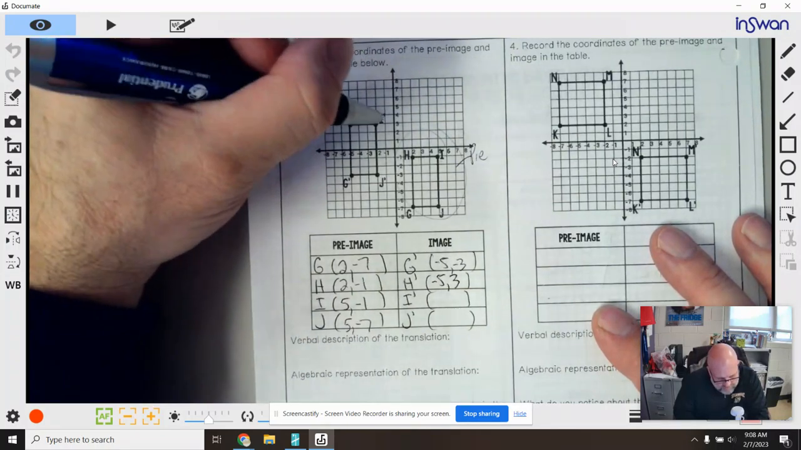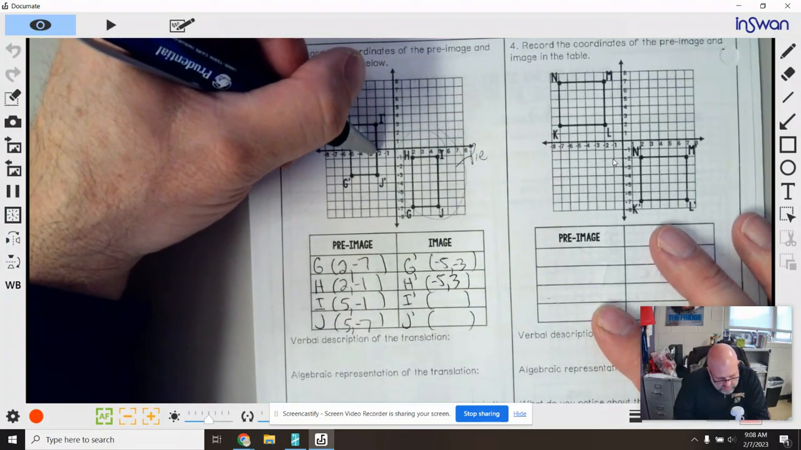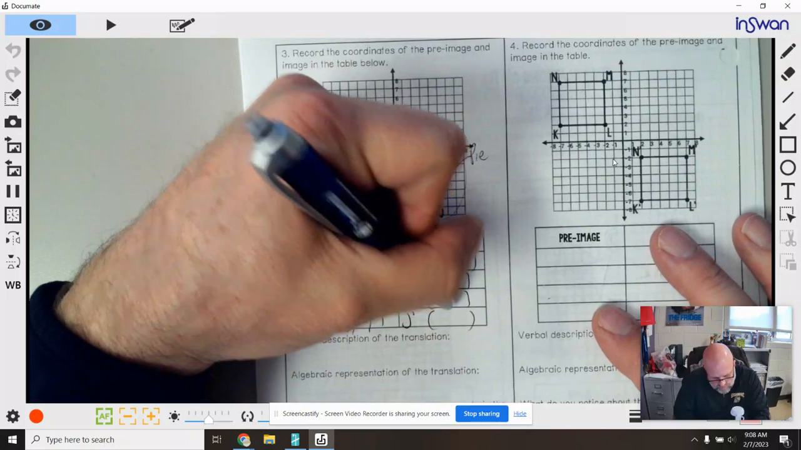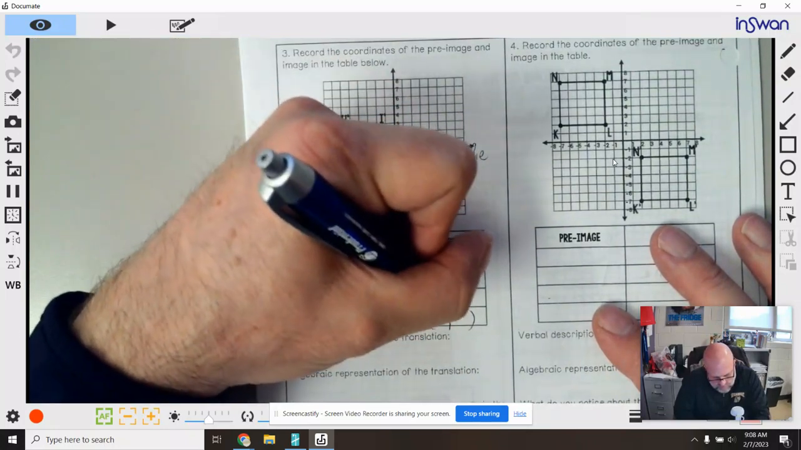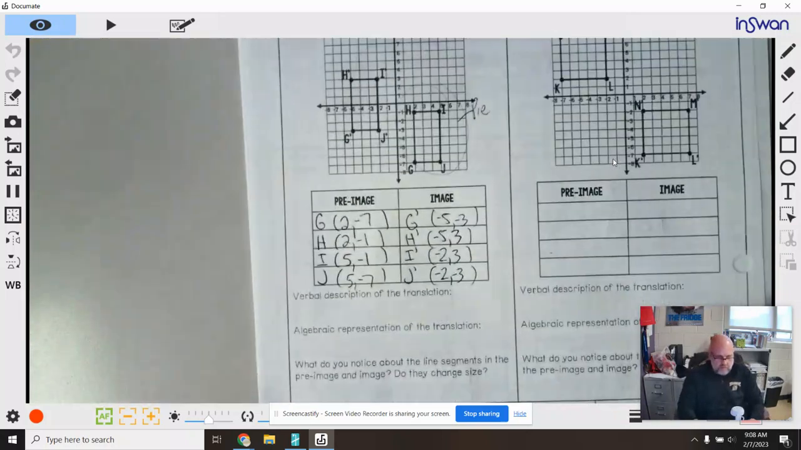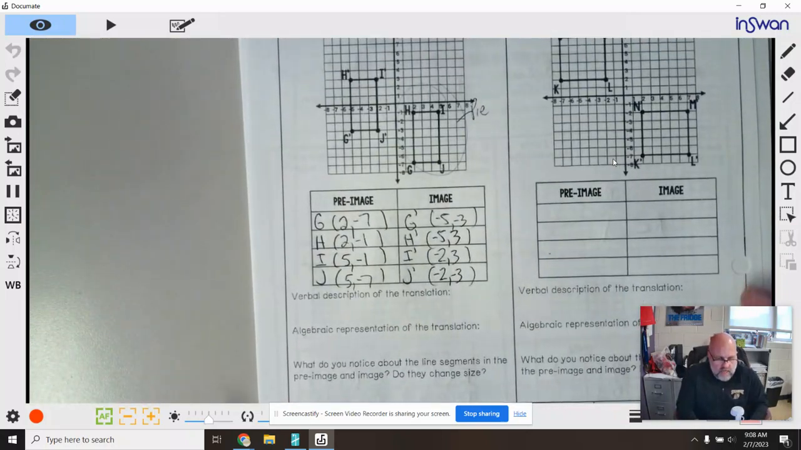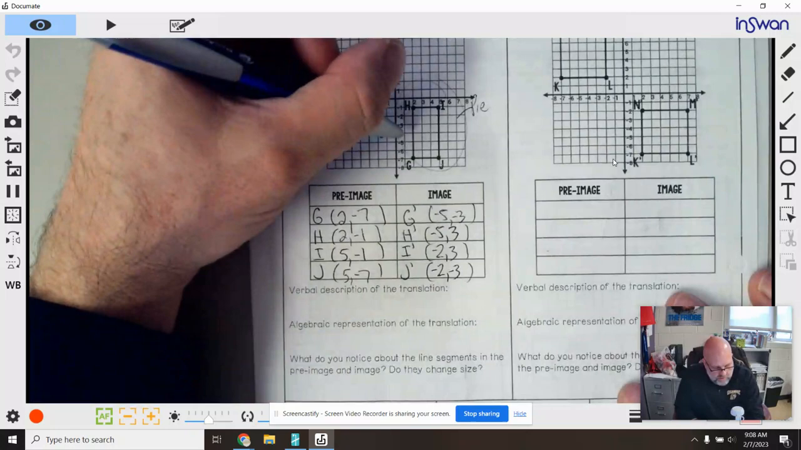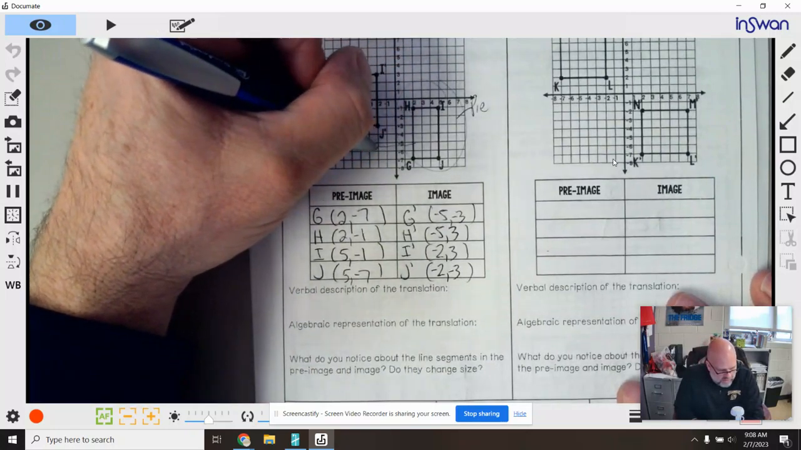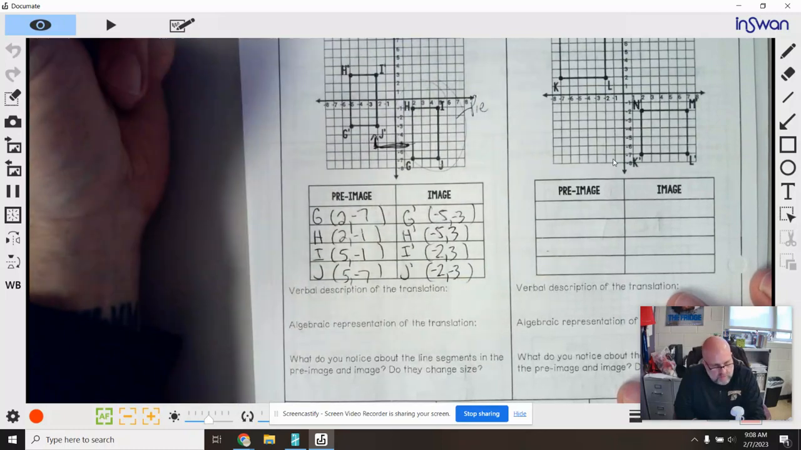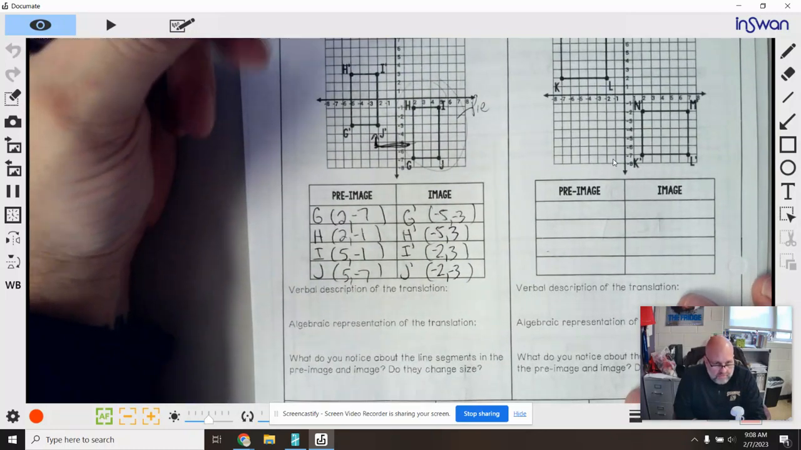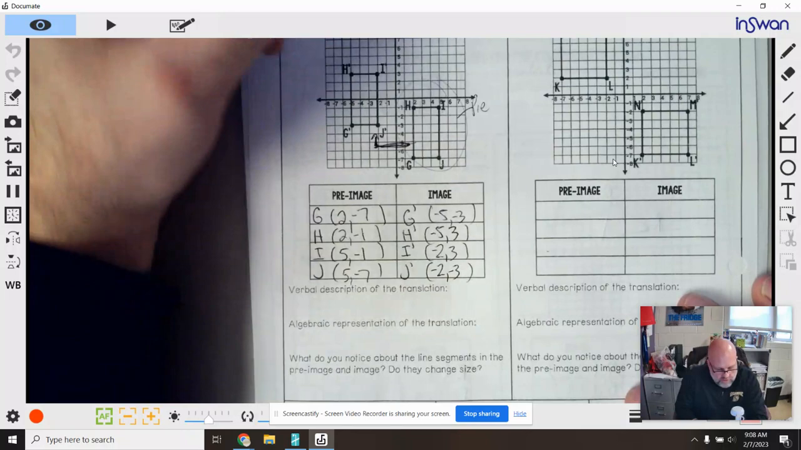Okay, and then I is at negative 2, comma, 3. And then J is at negative 2, comma, negative 3. So a verbal description of the translation, they want to know, how did it move? You know, it went over this way and then it went up. So we know it moved to the left and then it went up some. Okay, but how many?